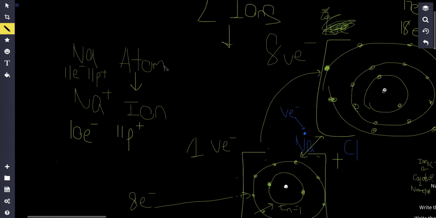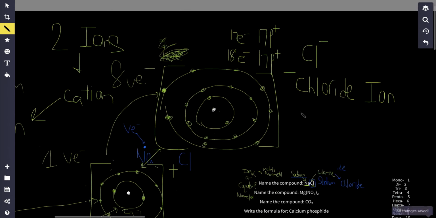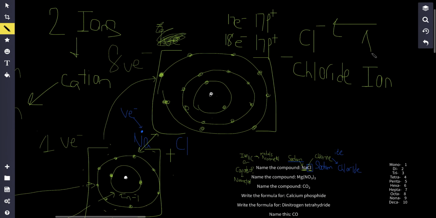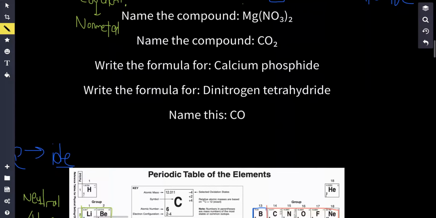The positively charged ion is called a cation, while a negatively charged ion is called an anion. So an ionic bond is basically a cation getting attracted to an anion. Okay?